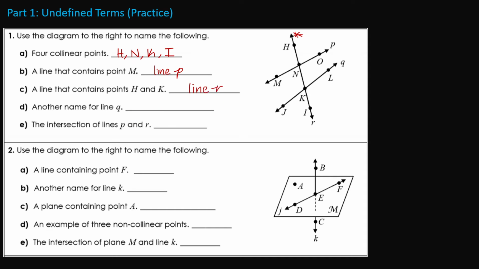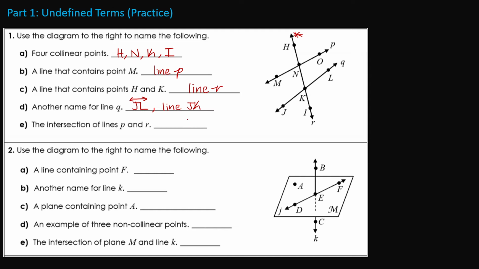Another name for line Q, like I said, you can use any combination of 2 points on this line. So let's give 2 examples here. Let's call this either line JL, and this time I'm going to use the notation with the line above the letters. Or I can call this line JK without the line over the top of the letters.